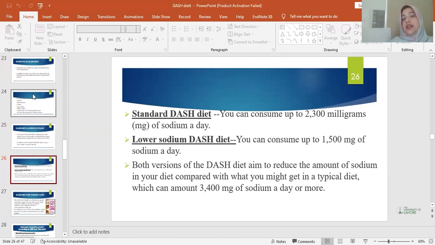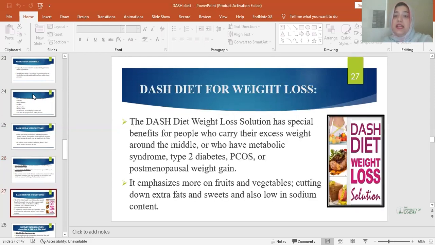In the standard DASH diet, the patient is advised to consume up to 2300 milligrams of sodium a day. Whereas in the low sodium DASH diet, the patient is advised to consume 1500 mg of sodium a day. Both versions of the DASH diet aim to reduce the amount of sodium in the diet compared with a typical diet, where a person can consume up to 3400 mg of sodium a day, and that is far more.